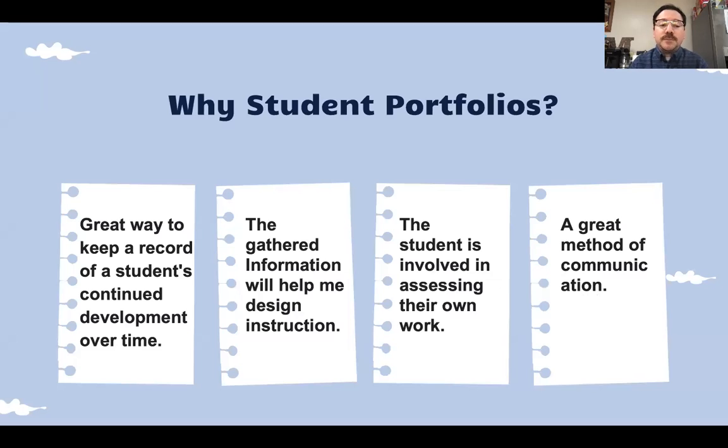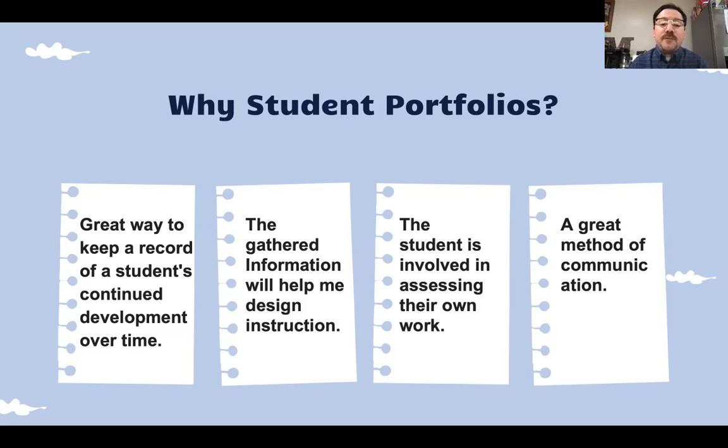Why student portfolios? Well, first, it's a great way to keep record of a student's continued development over time. Meaning this portfolio is not going to stay with me. This student portfolio is going to follow the student to their next grade level, where the teacher can read it, go through it, and understand how your student learns and how they communicate what they have learned. So the teacher can build a curriculum like I did around your student's strengths, and also build a curriculum that could strengthen maybe some of the weaknesses a student may have.